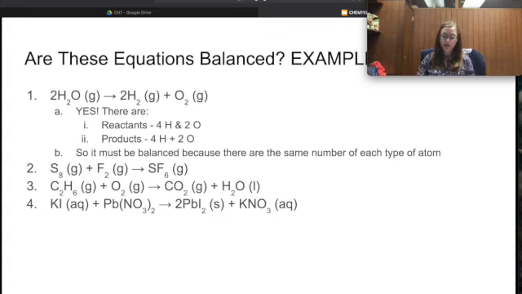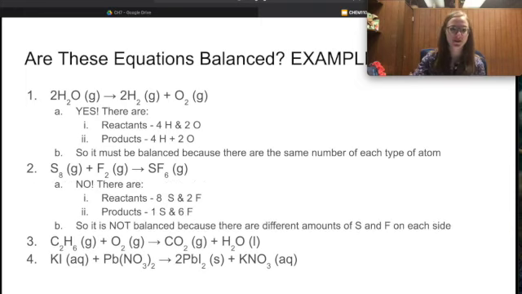However, do remember that we will talk a bit more about how to balance equations in just a few seconds here. So again, no, this is not balanced. We see that we have different amounts of both sulfur and fluorine in the reactants as we do the products. So no, it's not balanced.